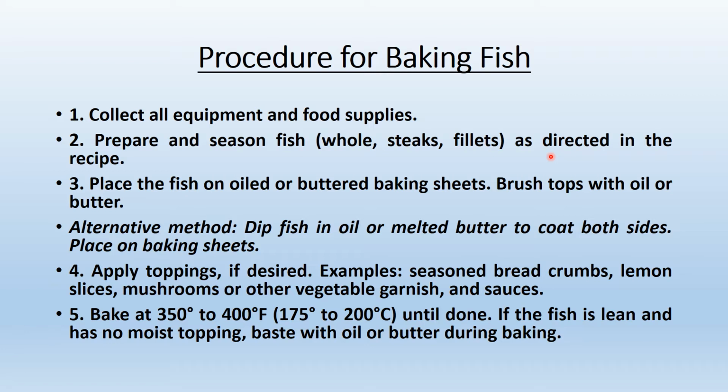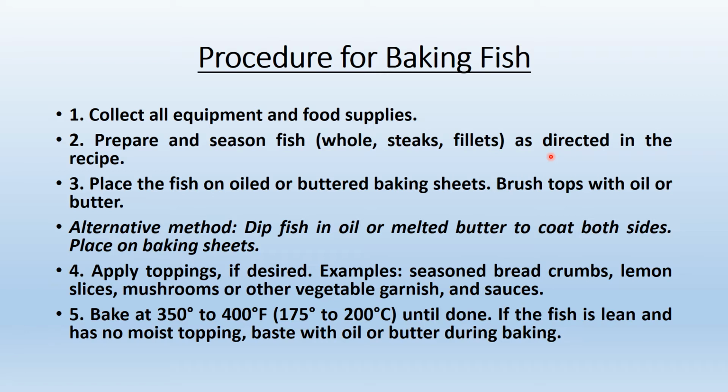And remember, you can always add some extra seasoning to your oil or to your butter, as I mentioned in the past slides. Of course, we have other alternatives you can follow. For example, you can dip the fish in oil or melted butter to coat both sides. For example, if you are doing fish and chips, that you dip it in the batter to fry, the same thing you can do. You can have your oil and your melted butter. You just dip your fish inside there, and it is going to be coated on both sides, and then place it on the baking sheet.